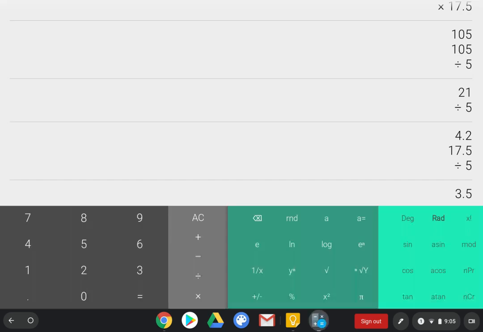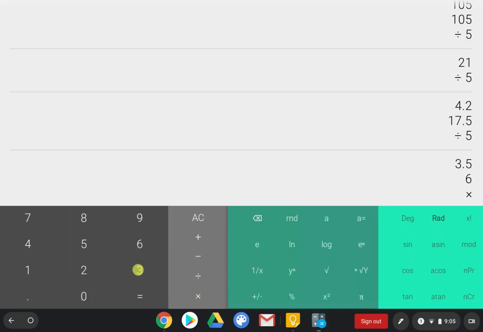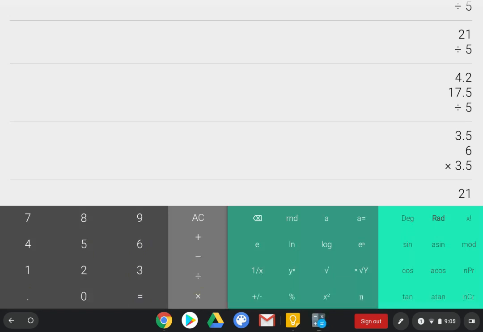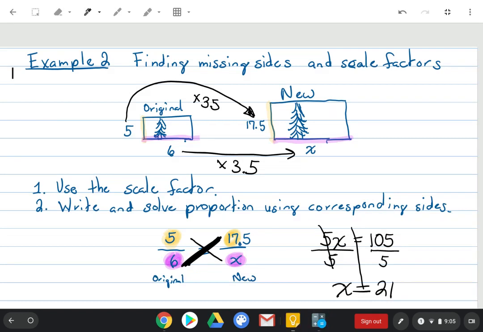So let's put in our calculator 6 times 3.5. Okay, we're still getting 21. 6 times 3.5 is 21. So there are two different ways to solve the same problem.